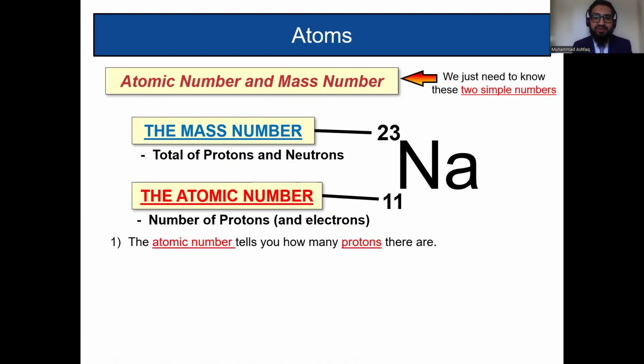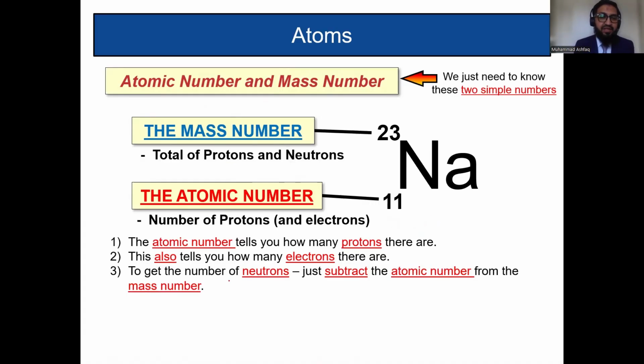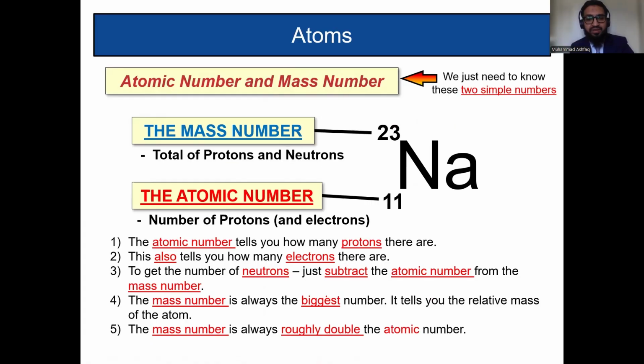Next, the atomic number tells the protons. We already know this. Second, it also tells how many electrons, because protons are equal to electrons. Next, to get the number of neutrons, we just subtract the atomic number from the mass number. For example, the mass number is 23. You just take away 11 from it, subtract this, and you will get 12. That's the answer, and this is the number of neutrons. The mass number is always the biggest, and roughly you can say that it's double the atomic number.